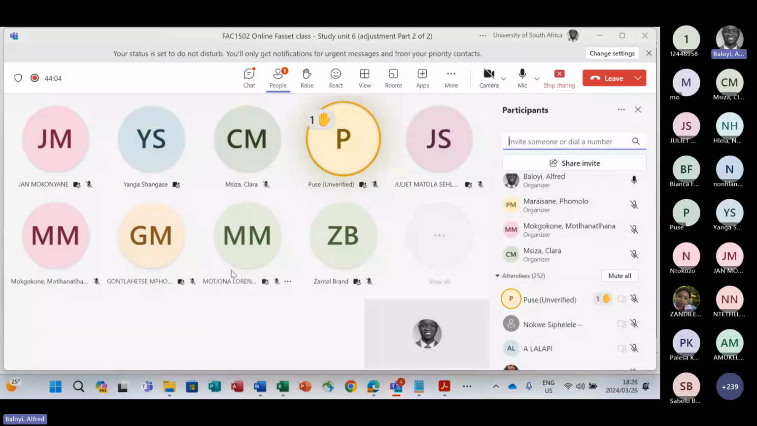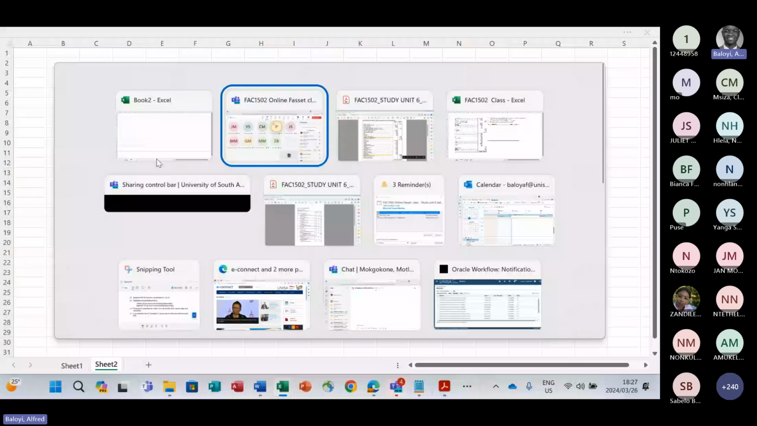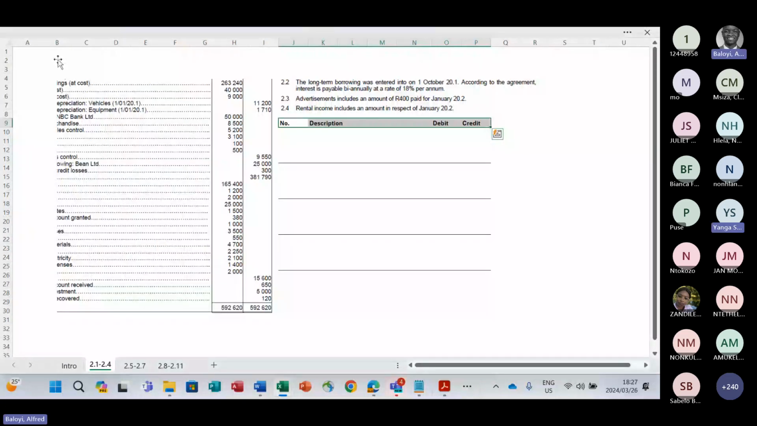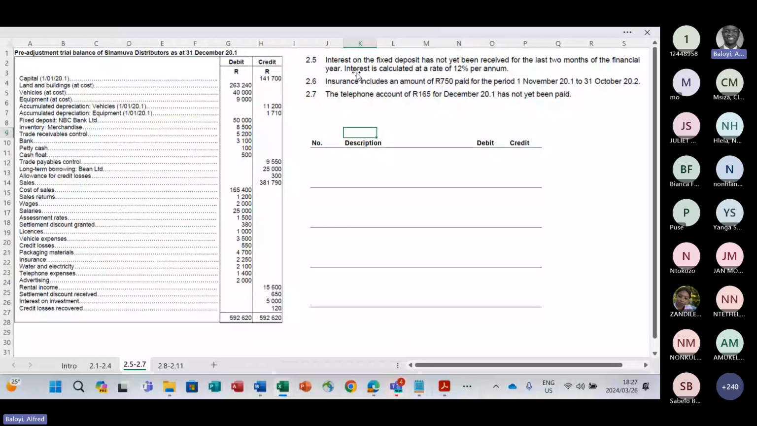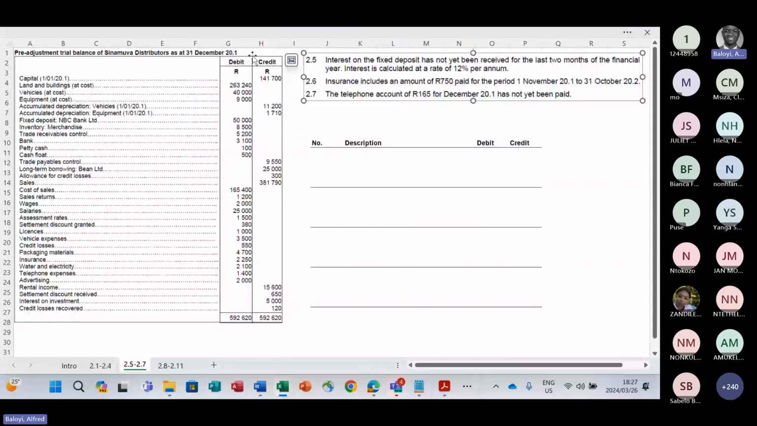Okay, so we're going to move on to the next journal. I think I'll have to copy the next list of journals. Okay, let me copy this.